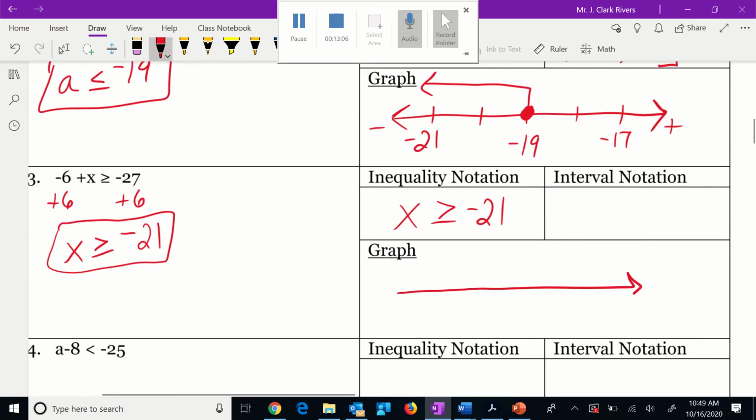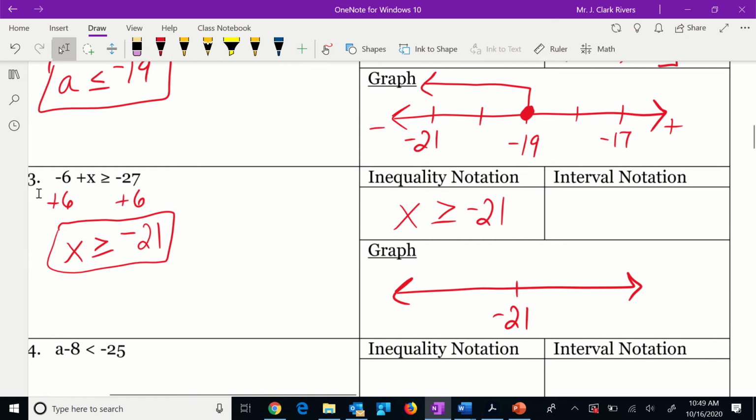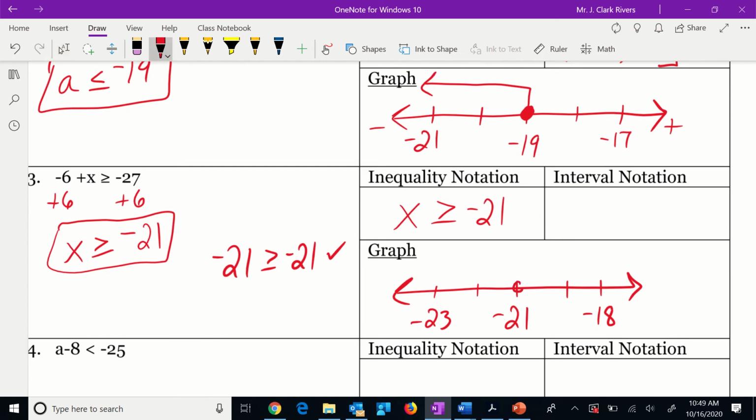All right, so we get our graph going here. Everything centers around negative 21. Think about if it's going to be an open circle or a closed circle while I fill out the graph here. Well, it's or equal to, right? x is greater than or equal to negative 21, meaning negative 21 is greater than or equal to negative 21. So yes, negative 21 is included in the solution set. So at negative 21, we're going to put a closed circle. All you have to do is look for, is it or equal to or not?